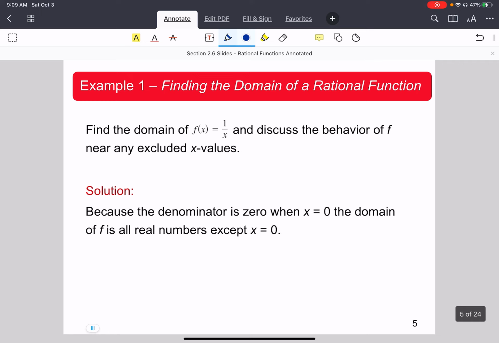So here's an example. Find the domain of f of x equals 1 over x and discuss the behavior of f near any excluded x values. So we're going to think about the domain of this function. The domain is going to be all x's except what makes the bottom 0, which is x equals 0. For that reason, the domain is every real x value except for x equals 0.